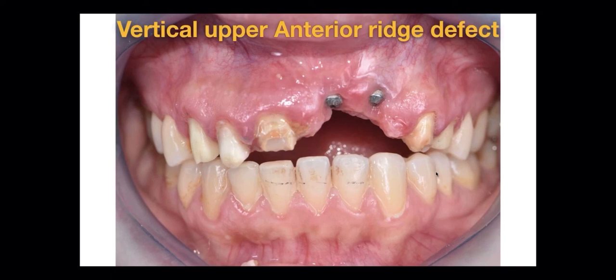The patient knew that something wrong was going to happen, and this is why she changed her dentist to another one, who then referred her to me to be able to fix that.